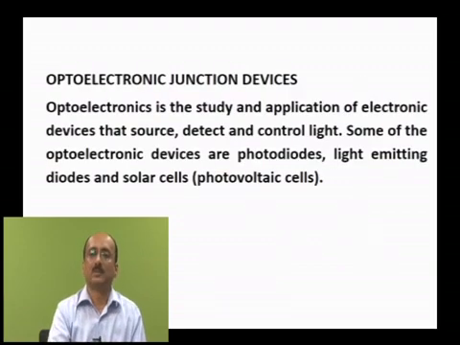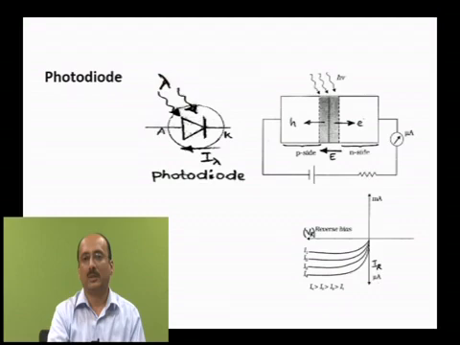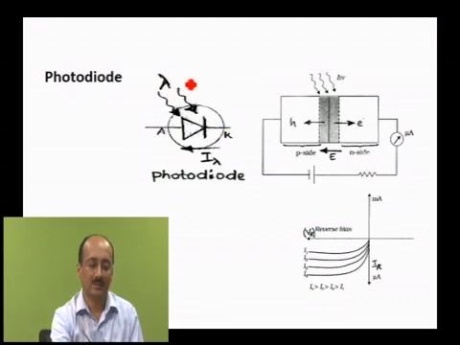We have special junction devices, optoelectronic devices, and in these optoelectronic devices we either source or detect or control photons, that is light. Some of the optoelectronic devices are photodiodes, LEDs, and solar cell. In photodiode, as the picture suggests, light is required, so ambient light can fall on the device.